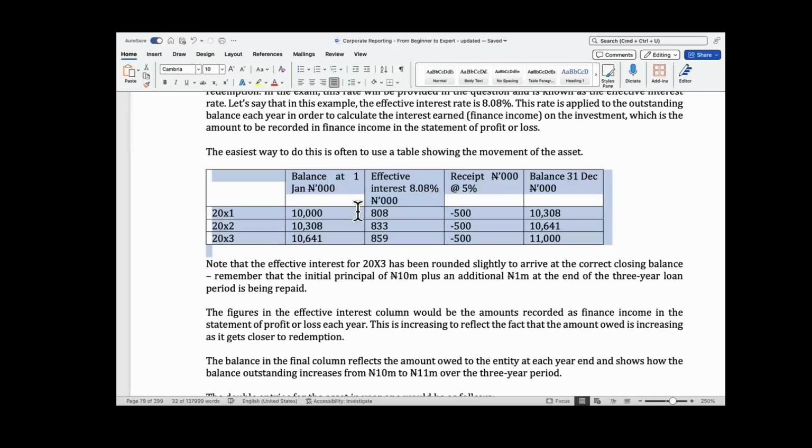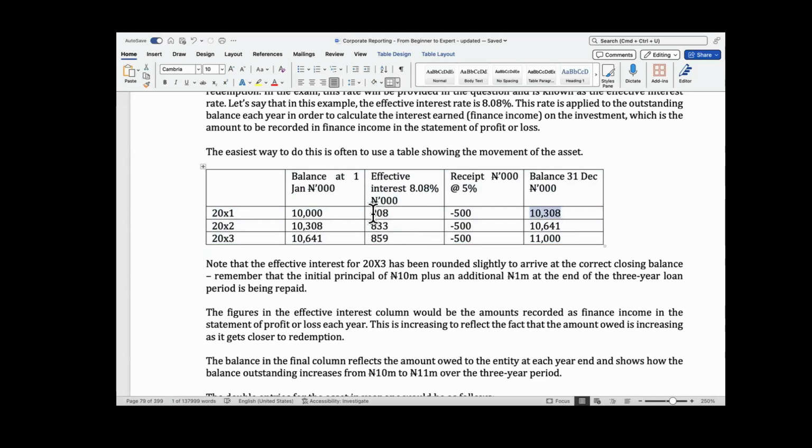So thank you. This 808, debit interest receivable, credit P&L as finance income. This money you received, you use it to net off the interest receivable by crediting it and debiting bank. But ultimately, what shows in our P&L is this, and in my statement of financial position is this. Then on and on.